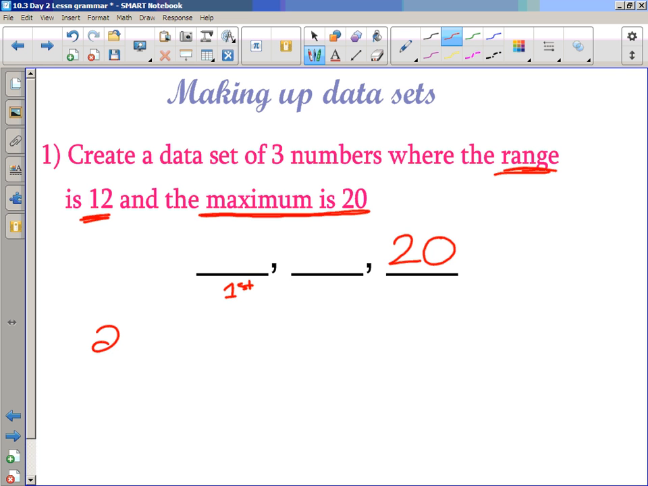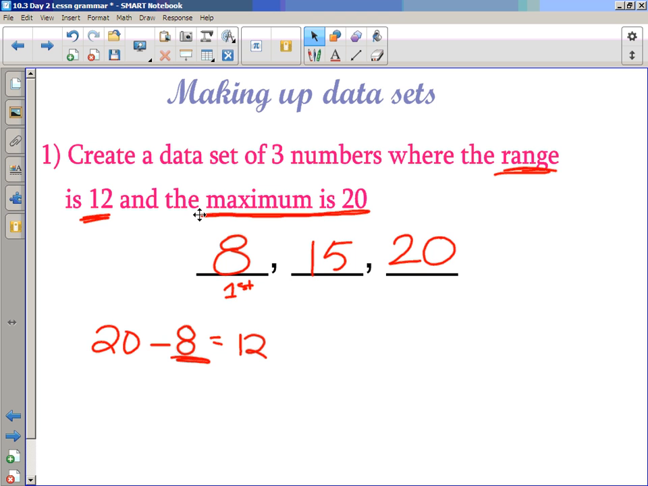Right, so I hope you were thinking, well, my range is 12, so 20 minus something has to equal 12. Well, 20 subtract 8 equals 12, so that means my minimum has to be 8. And it doesn't tell us anything else, so we could pick any number between 8 and 20 to be in the middle. So I picked 15. If you wanted to pick a different number, your data set would still match.